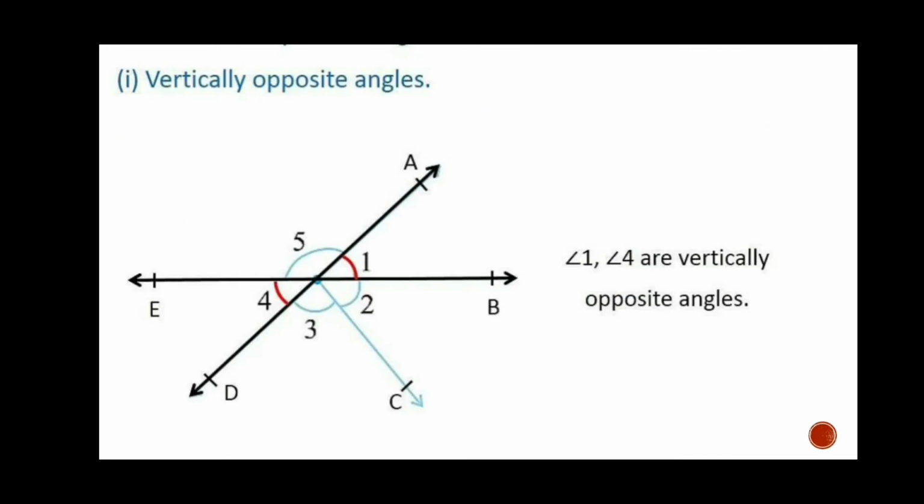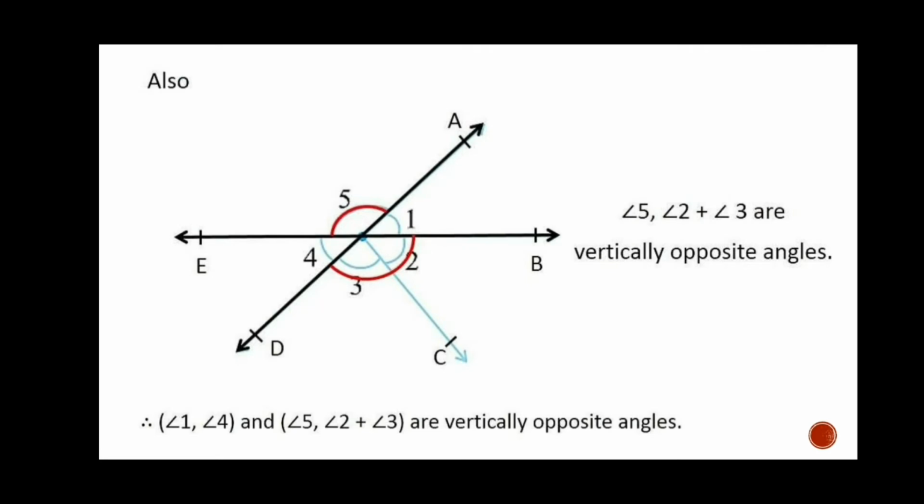So let's see. Now here I have highlighted those vertically opposite angles, also the lines which are intersecting. So you can see the black highlighted lines are the intersecting lines. As I told you, AD and EB are the intersecting lines, and when these lines are intersecting, these highlighted angles, that means angle 1 and angle 4, are vertically opposite to each other. It is clearly shown.